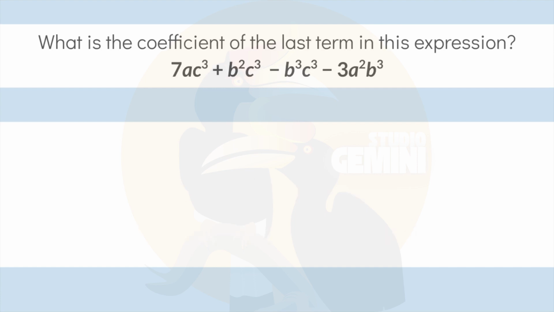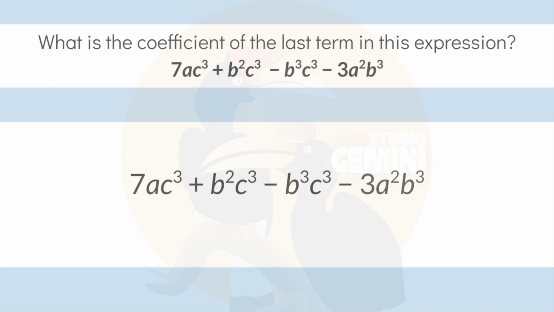What is the coefficient of the last term in this expression? 7ac cubed plus b squared c cubed minus b cubed c cubed minus 3a squared b cubed. To identify the coefficient of the last term, we need to identify which of the terms is the last. Here, that is this term.